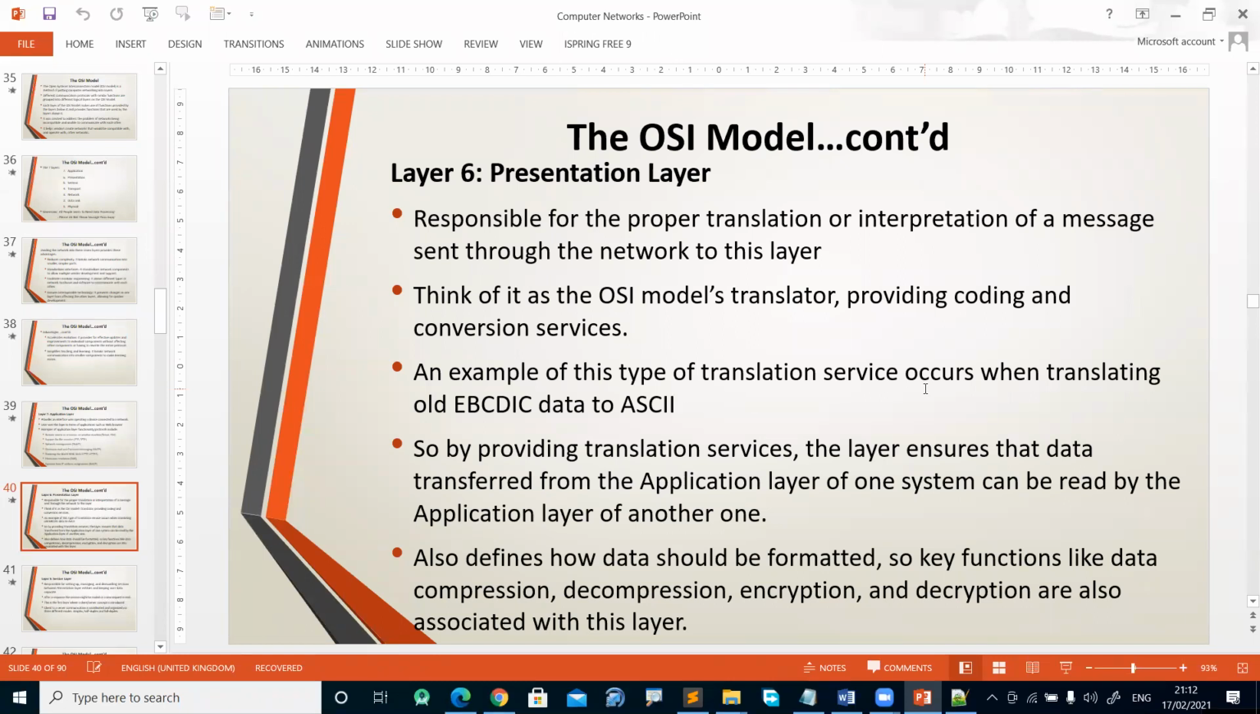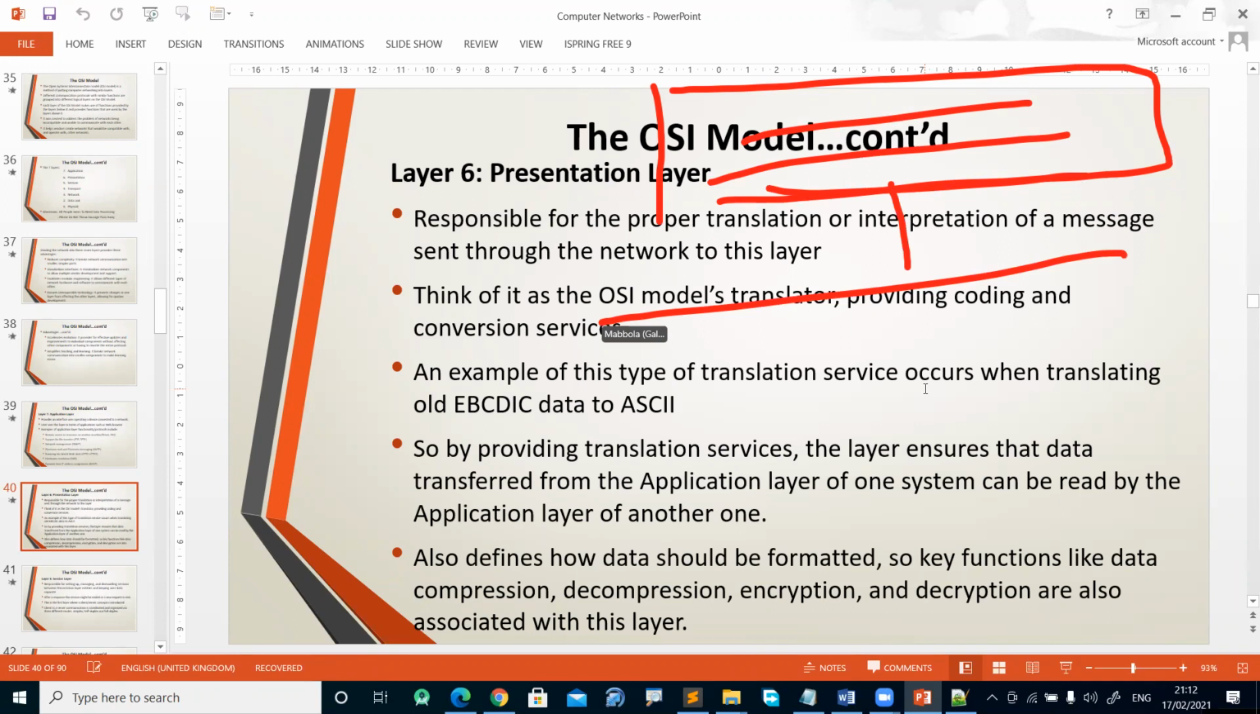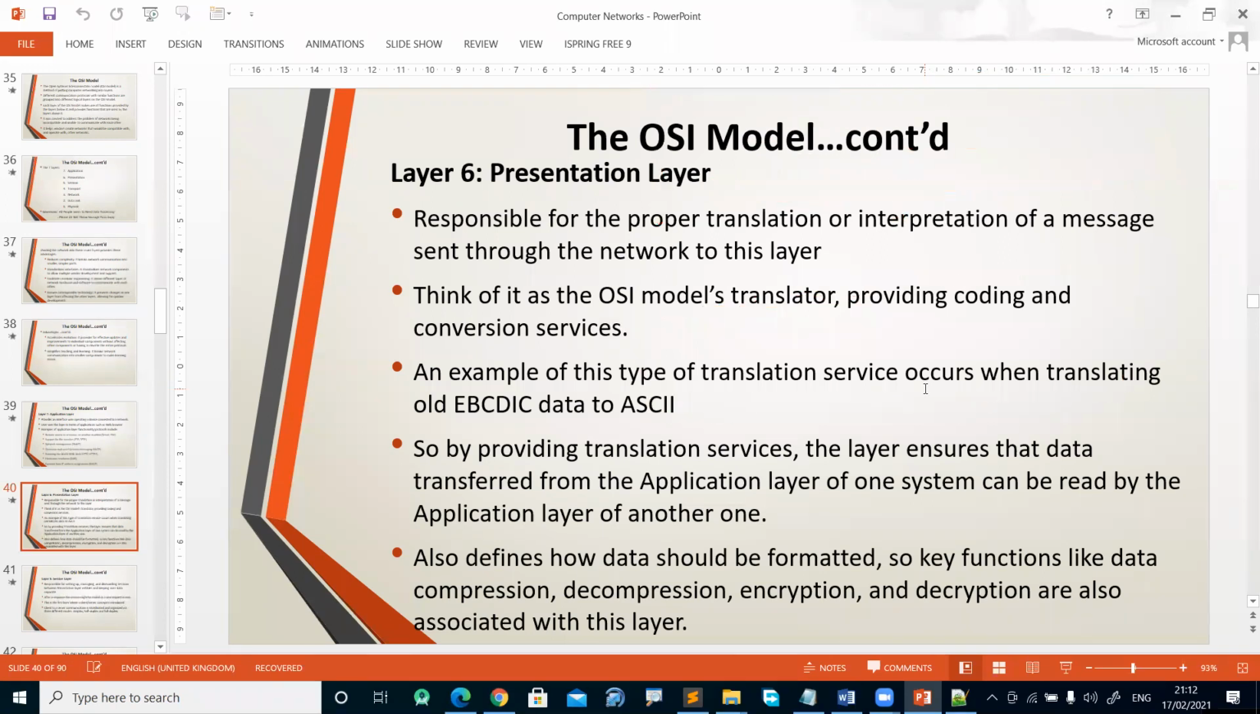What do we mean by to this layer? There is a layer on top, layer 7. I have typed my message using ASCII. Then it will come to this layer now, layer 6. So layer 6's job is to translate. Point number two, think of it as the translator, the interpreter in a way, providing coding and conversion services.